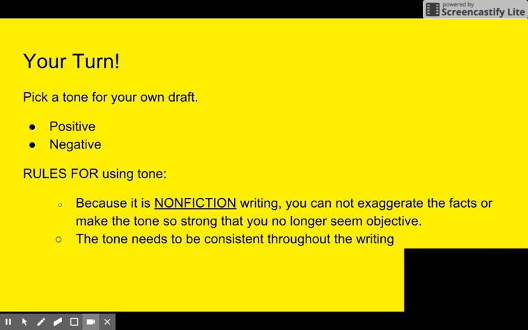Okay, so what I want you to do is pick a tone for your own draft, and it has to be positive or negative. I do not want any neutral tones, all right? So the rules for using a tone: because it's nonfiction writing, you have to keep to the facts. You cannot exaggerate the facts or make the tone so strong that it no longer seems objective, okay?